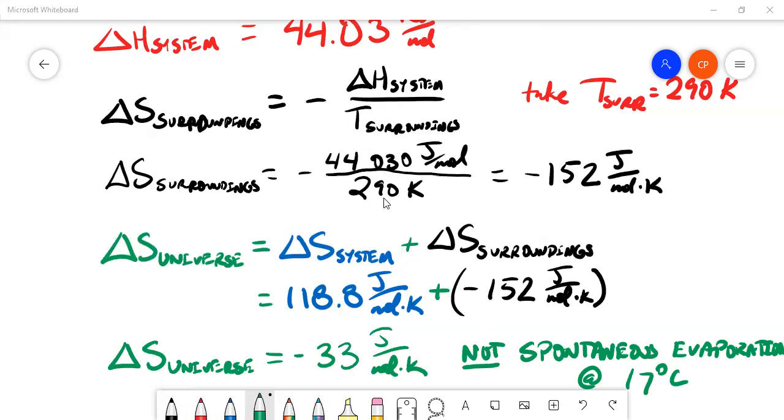Try this computation on your own with 373 Kelvin in this space, and come out with a value. You can play with it on your own time. But you'll find that that gives you a positive delta S of the universe at 100 degrees Celsius, whereas we reasonably expect a negative delta S of the universe at 17 degrees Celsius. We're getting told a story here in studying this reaction about how readily we see these processes happen at different temperatures.